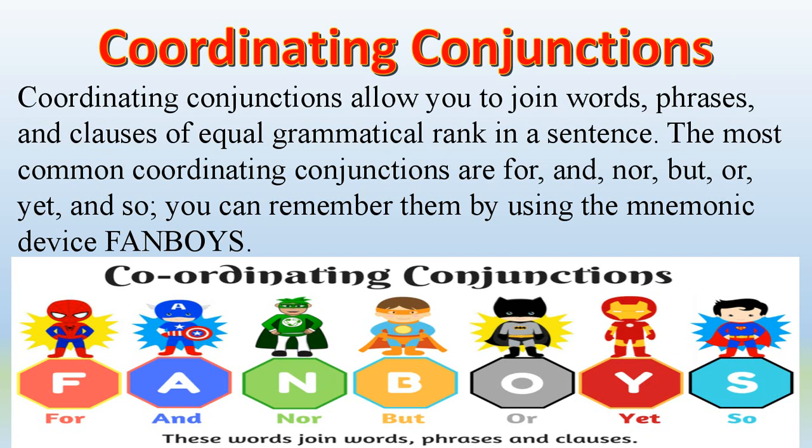Coordinating conjunctions allow you to join words, phrases, and clauses of equal grammatical rank in a sentence. That means the status of two sentences should be equal. For example, I like tea, I like coffee. I like tea and coffee. Here, both the sentences are of equal grammatical rank.